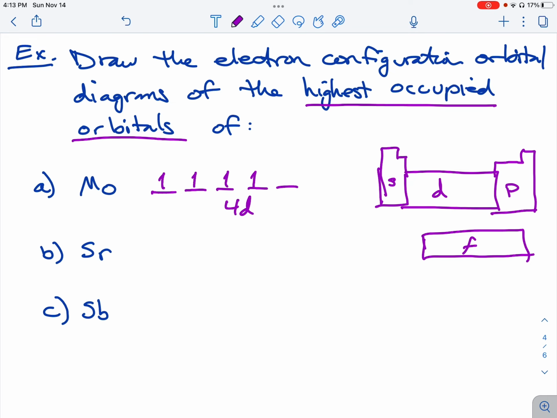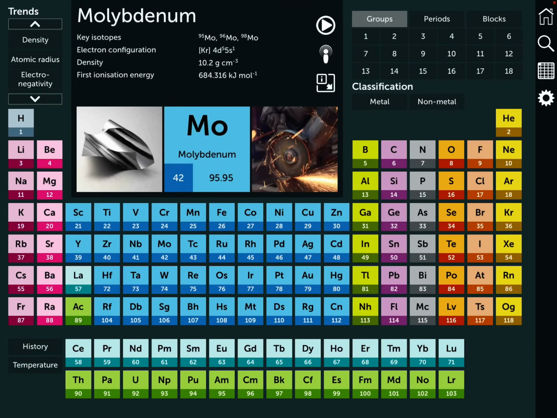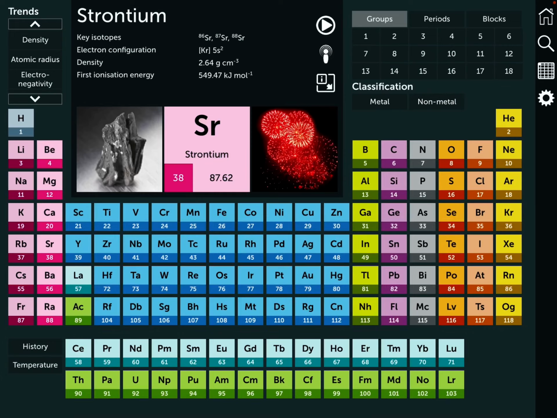All right, so strontium is over here on the left-hand side. It's in the second column of the s orbital region of the periodic table, and it's the 1, 2, 3, 4, fifth row down, so that's 5s2.